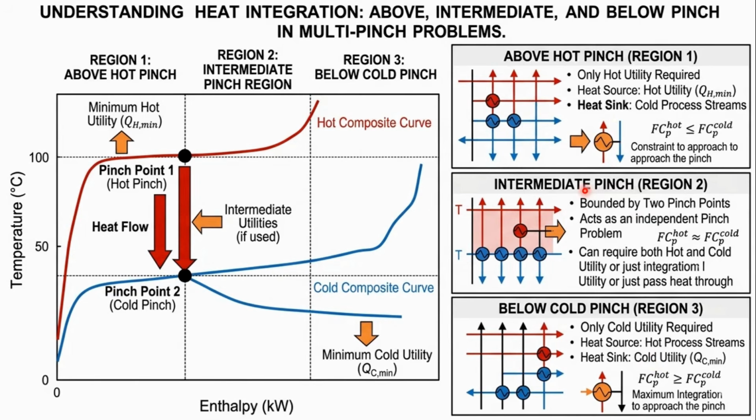Now once we come to the intermediate pinch, it is bound by two pinch points. This is the first pinch point and this is the second pinch point, and between these is what we call the intermediate pinch region. It acts as an independent pinch. There is no utility required. Process streams exchange heat between themselves and everything is sorted out, but it could be tricky at times once there are temperature violations.